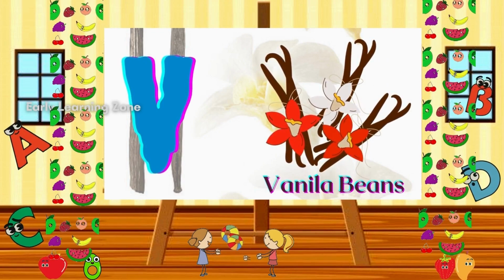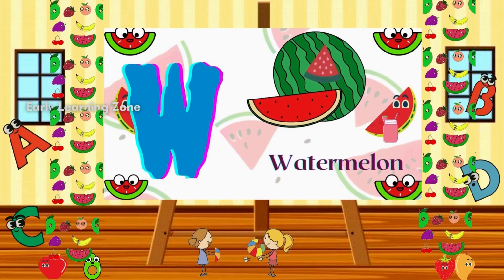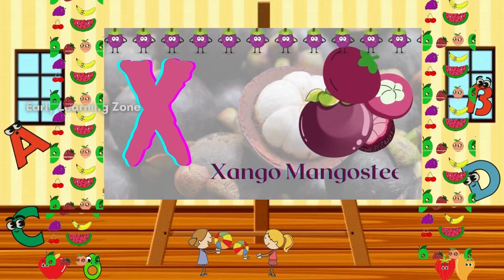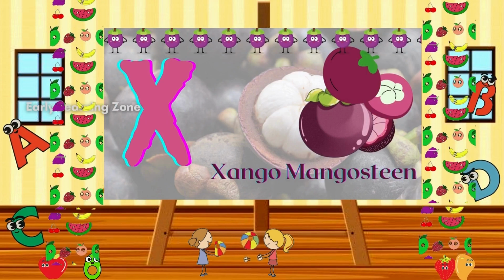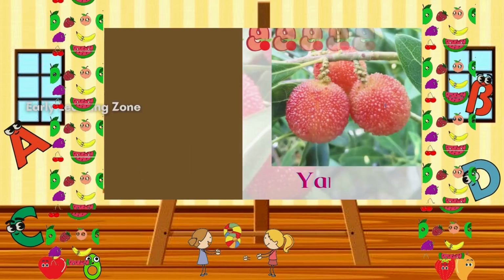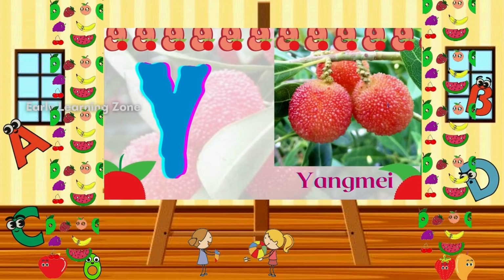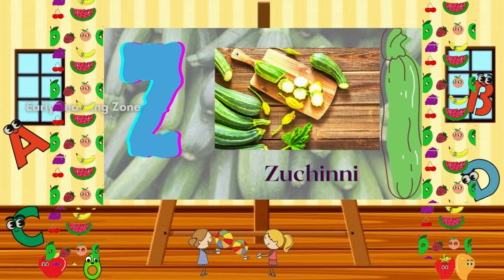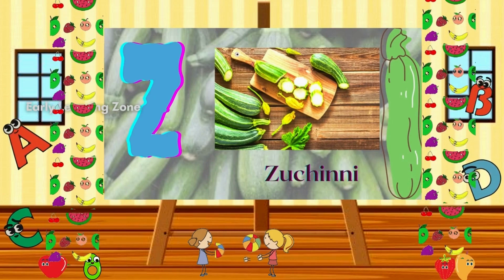W is for watermelon. X is for zango mangosteen. Y is for yang mei. Z is for zucchini.